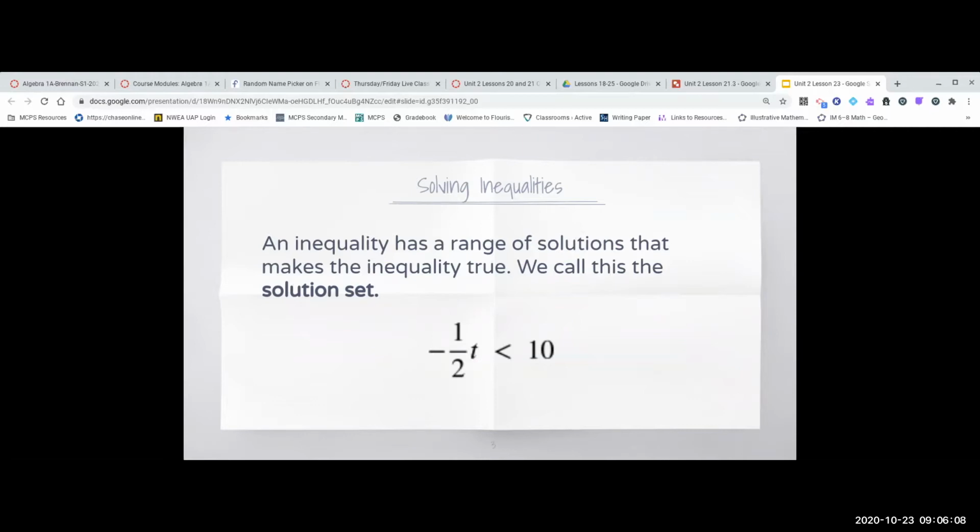So in this inequality, -1/2 times t is less than 10, a possible solution would be any value of t that, when I replace t with that value and multiply it by -1/2, it's less than 10. So let's look at how we actually solve those.